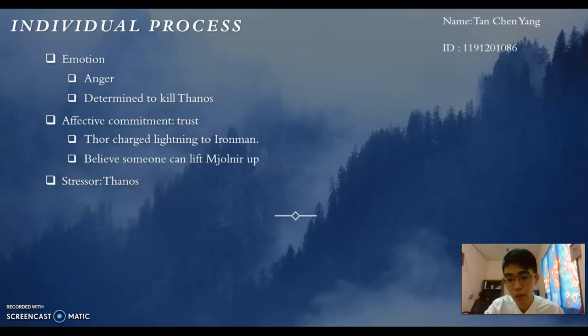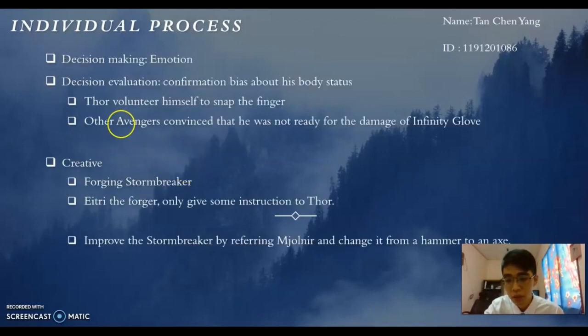For decision making here, the decision making of Thor is based on his emotion. For decision evaluation, there is some confirmation bias about his body status. This can be proved when Thor volunteered himself to snap the fingers, but the other Avengers convinced him otherwise, because his body status was not ready to take the damage of the Infinity Gauntlet.